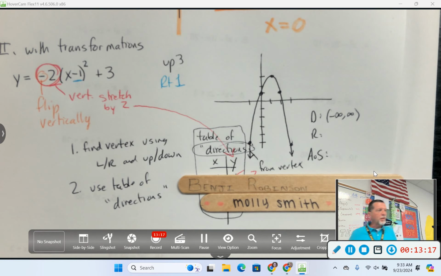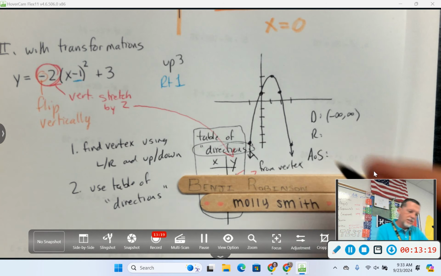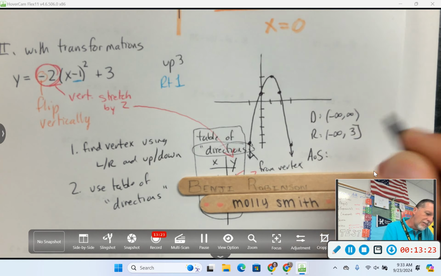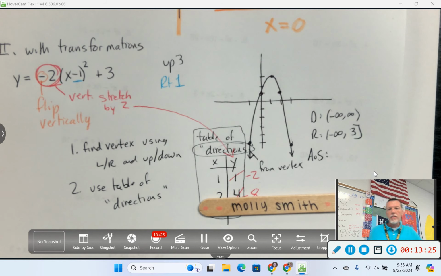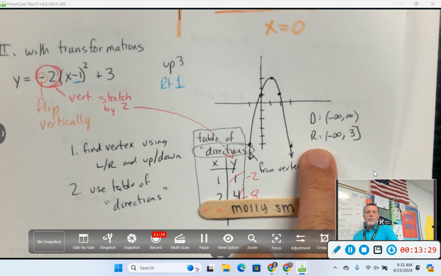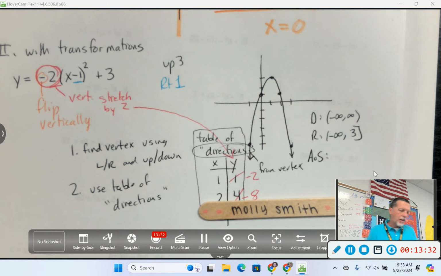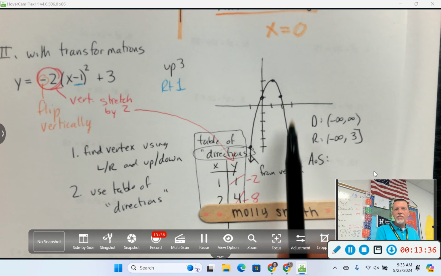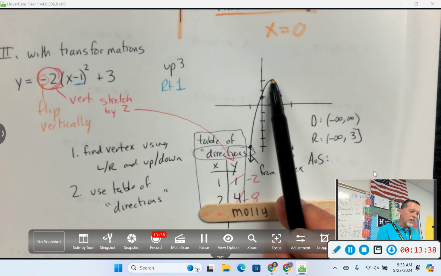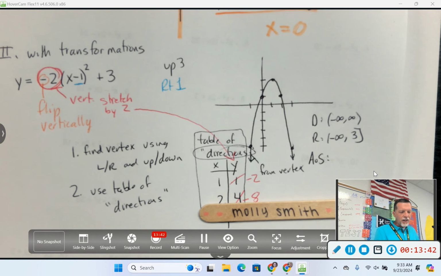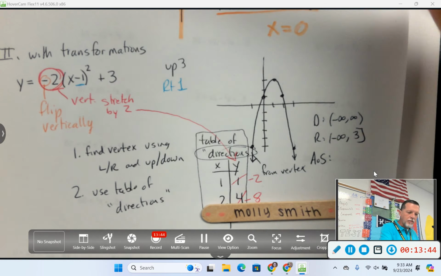Benji, the range we've got to be a little more careful about. Negative infinity and then 3 bracket. Nice. Negative infinity up to 3 with a bracket. The trick, or the mistake that people make on that one, is your brain sees 3 down. If you're asking what y values it covers, you just naturally want to think, oh, it starts at 3 and goes down. And that's true, but when you write range, you've got to start bottom up. So negative infinity up to 3.